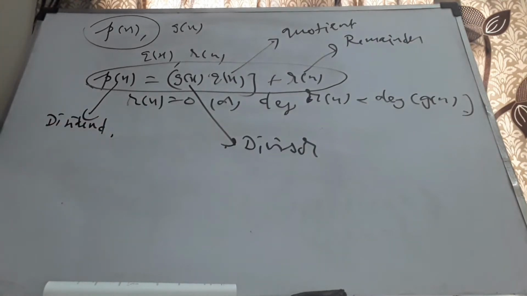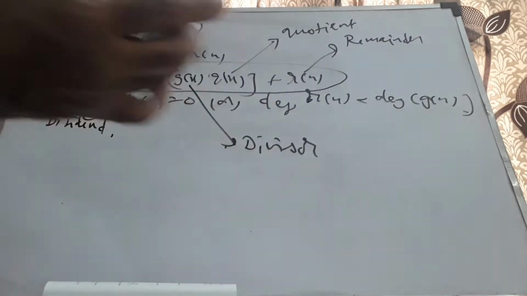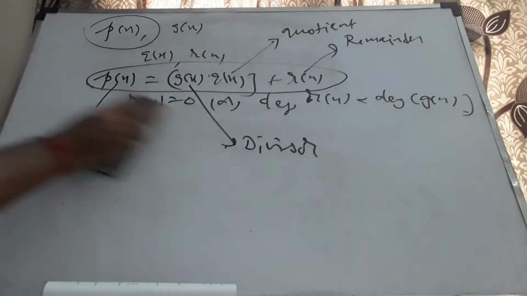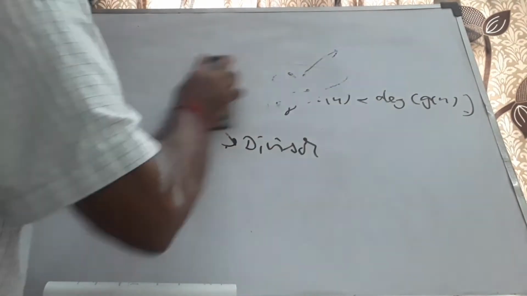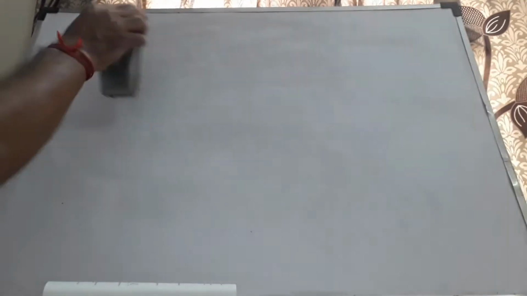Whenever I'm given two such polynomials, you can just verify: dividend equals divisor into quotient plus remainder. Such a verification is called verification of the division algorithm for given polynomials. I think this much we have seen earlier, and there is just one more proof. Any quadratic polynomial will have at most two zeros. Just listen carefully.